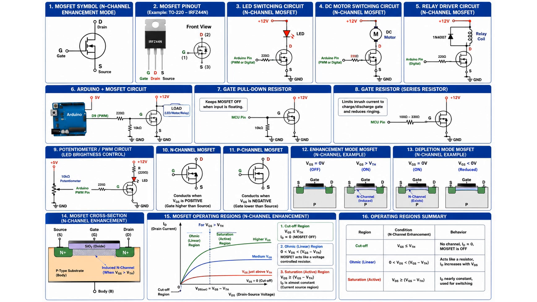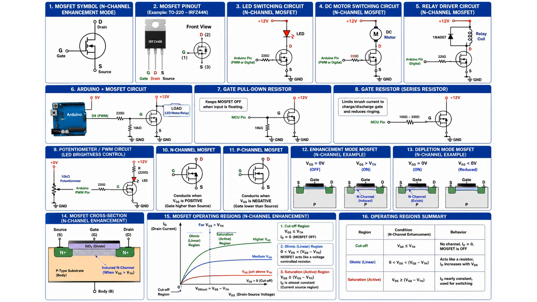The other major classification is N-channel versus P-channel. In an N-channel MOSFET, the majority carriers in the channel are electrons. To turn an enhancement N-channel device on, you apply a positive gate-to-source voltage. These devices are typically used as low-side switches, with the source grounded and the load connected between the positive supply and the drain.